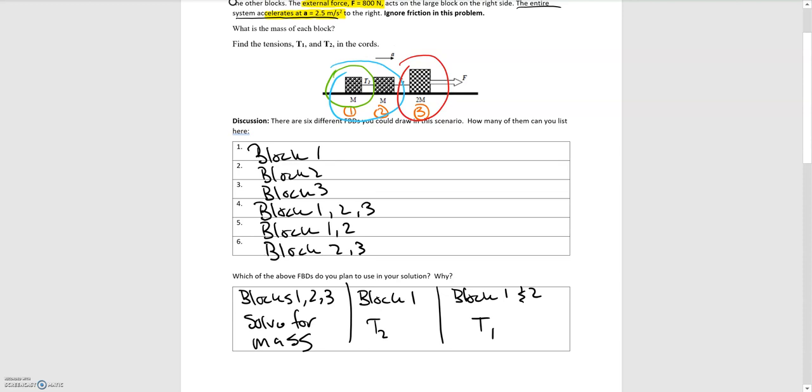And then finally, there's one big key about this problem. We're told that the entire system accelerates at a rate of 2.5 meters per second squared. So I'll call that 1, 2, and 3 together is equal to 2.5 meters per second squared. But we know that when blocks are connected, they must individually be accelerating at the same rate.